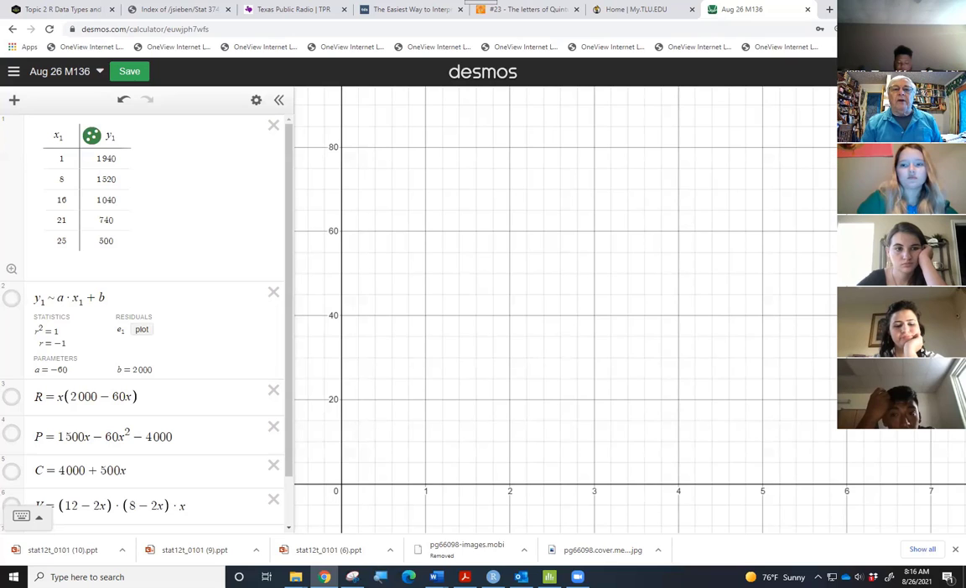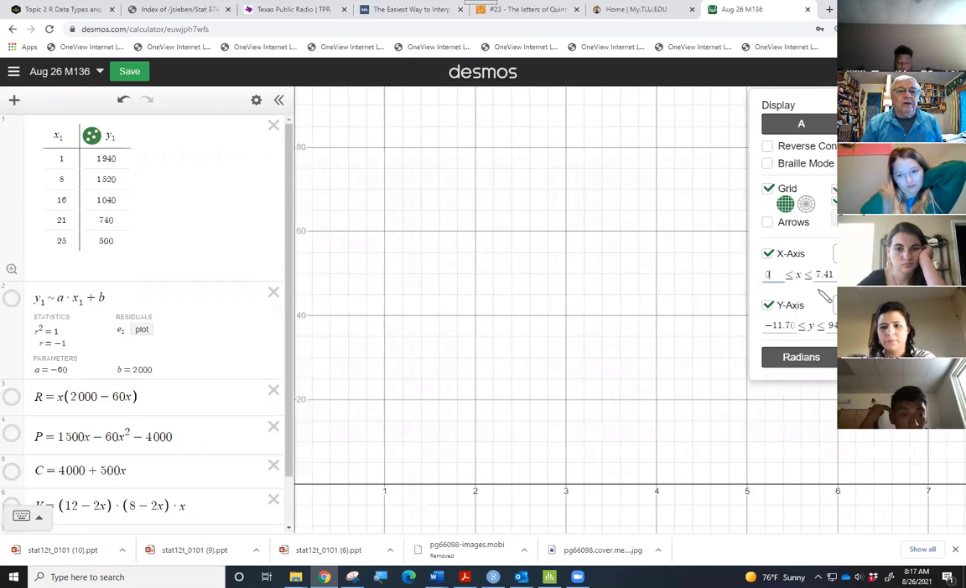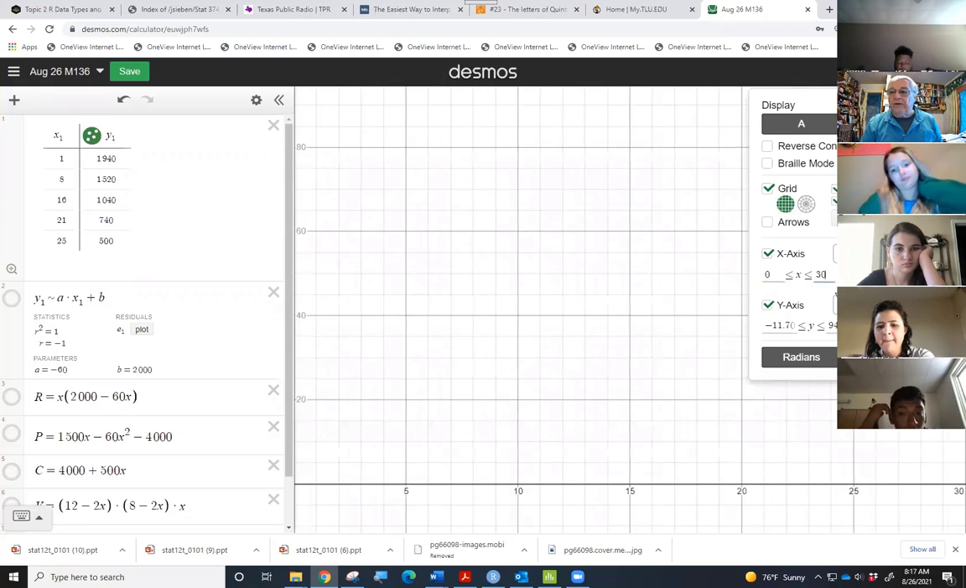And if I'm making big adjustments on the window, I'm going to come over to the wrench, and here's my x-axis. And I want my x-axis to be, what does it look like I'm interested in on the x-axis? Well, these numbers go from 1 to 25. And so why on the x-axis don't we look at 0 to 30? It looks like that would cover the part of the x-axis I'm interested in.